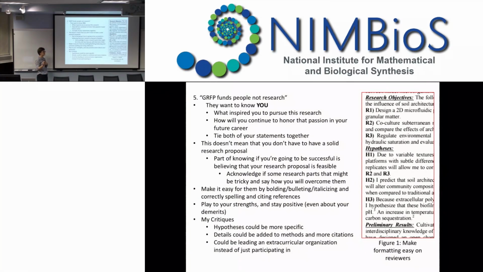I tried to make it really easy on reviewers by putting section headings. I mean, you don't have very much space, but if you can, try to make it so they don't have to find where their hypothesis is. Just blatantly write it out, make it easy on them.